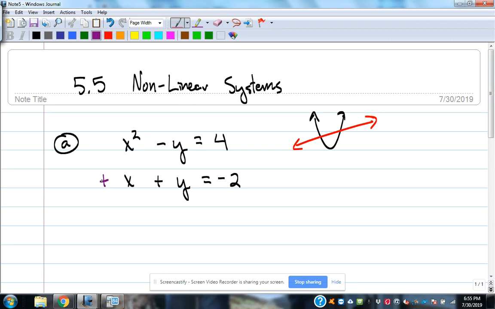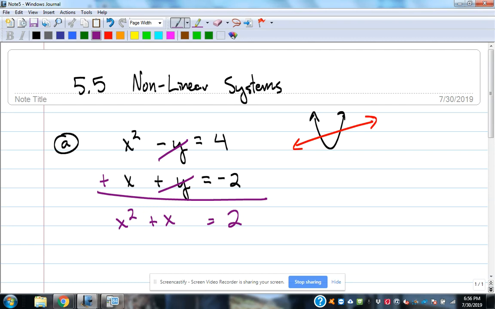So what I can do is add the equations together. When I do that, the y's cancel out. Negative y plus positive y, they go away. On the right-hand side, 4 plus -2 is positive 2. But on the left-hand side, I've got x squared plus x. They're not like terms, so you can't just smash them together. All you can do is write it out just like it says, x squared plus x. So it doesn't yield quite the easy answer like the elimination did with the linear systems.